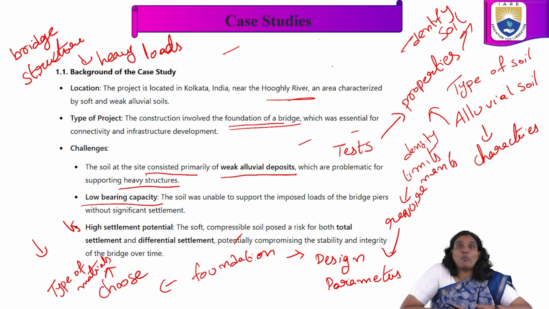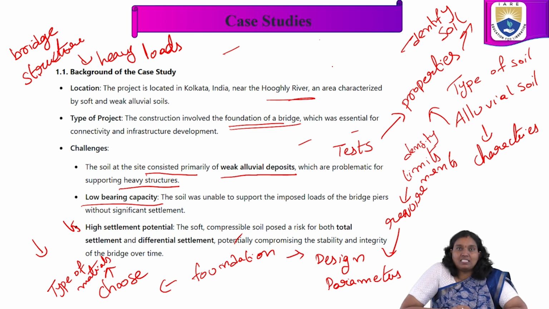So with this low bearing capacity, once we understand these parameters, the soil was unable to support the imposed loads of the bridge piers without significant settlement. Here there is a chance of settlement because of the weakness and softness of the soil. It ultimately affects the construction work, and this is one of the challenges we are going to face in this particular scenario.